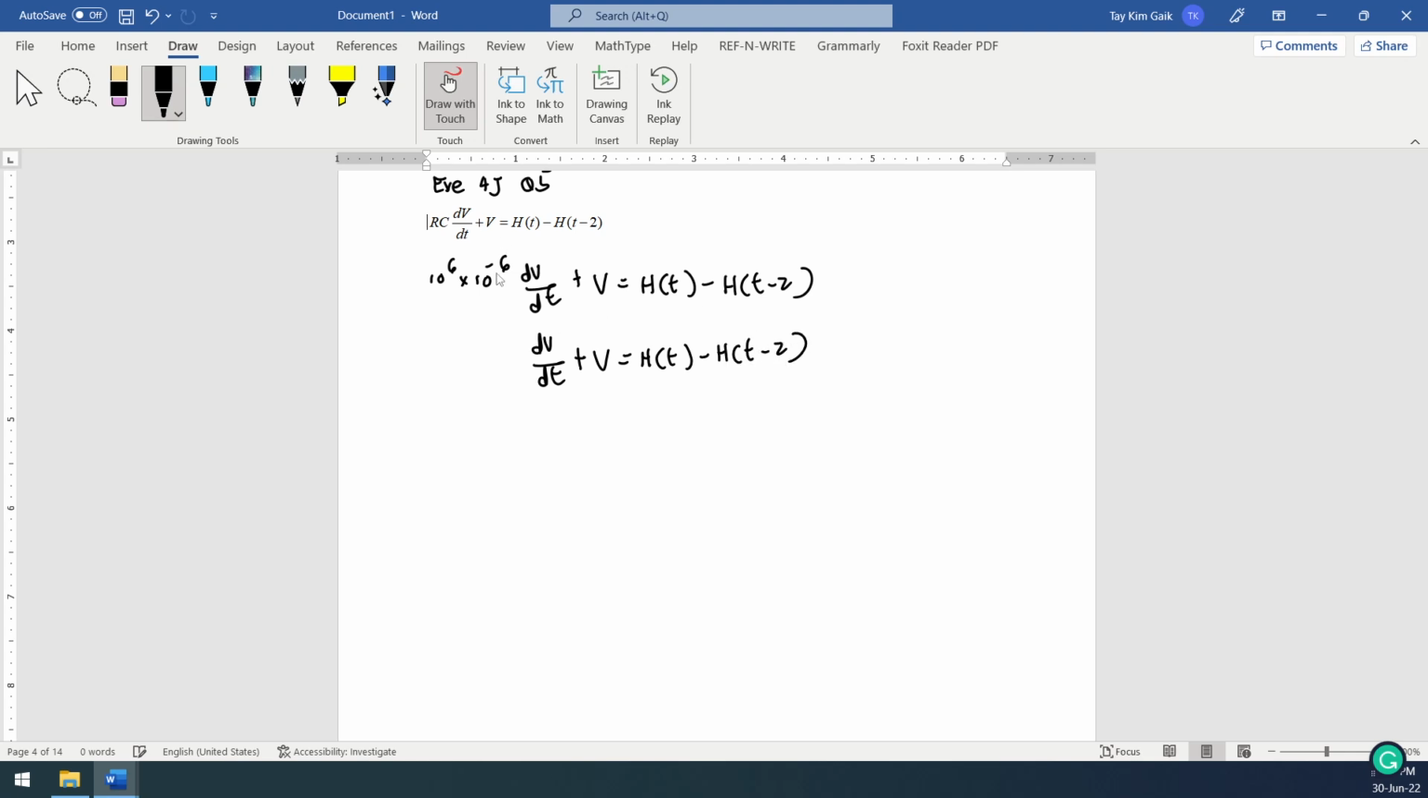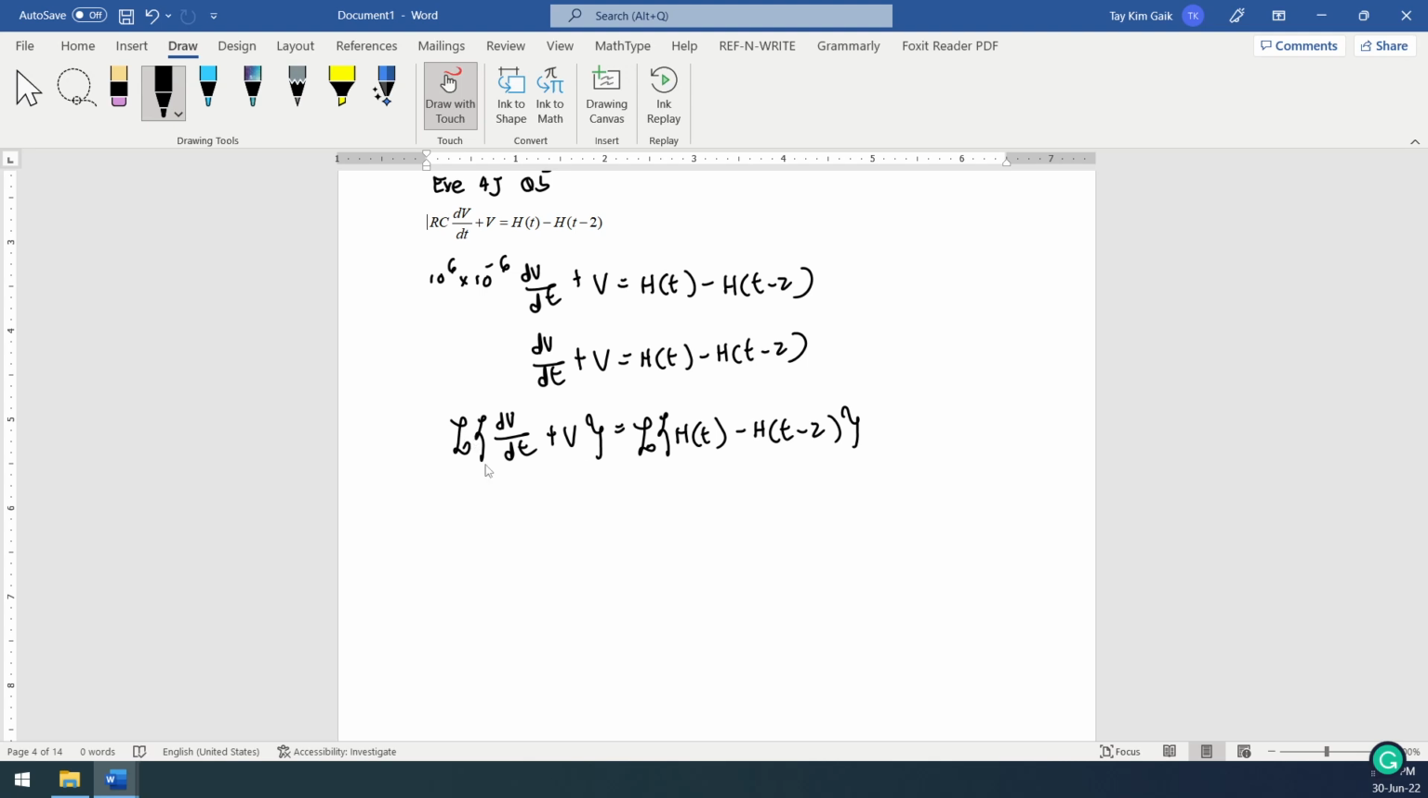Then we take the Laplace transform on both sides. So the Laplace transform of dV/dt plus V equals the Laplace transform of h(t) minus h(t minus 2).